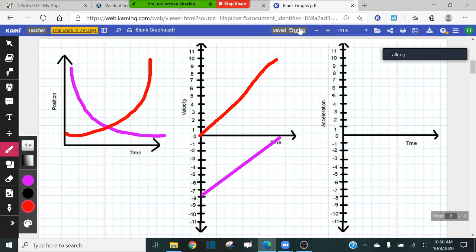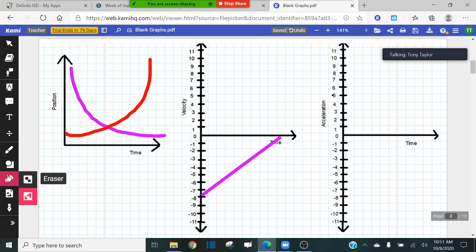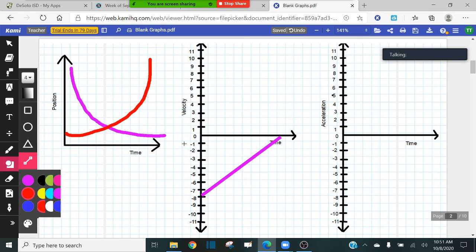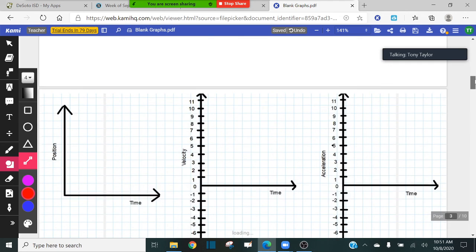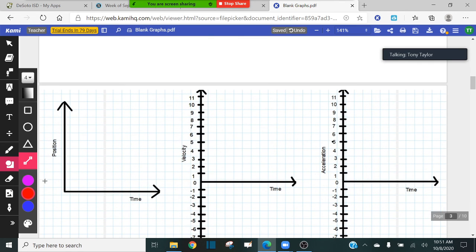For the velocity time graph, our lines have to be perfectly straight like this. So that's how it looks on a velocity versus time graph. Let's do one more scenario.